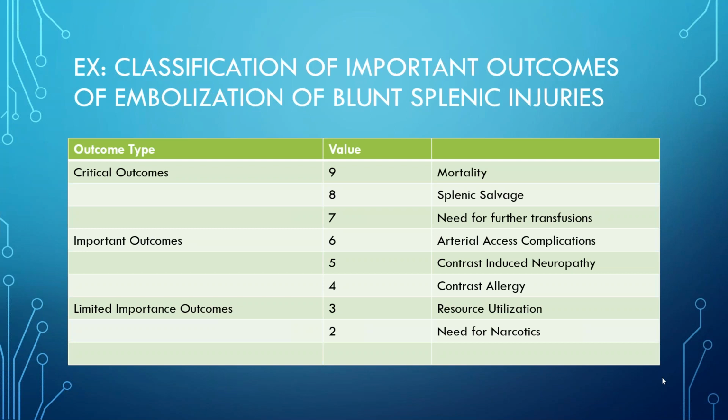Critical outcomes. In this example it was classification of outcomes for embolization of blunt splenic injuries. What are the critical outcomes that we're looking at? You can see down the right-hand column, starting with 9, we don't have a number 1 for this one, but mortality would be a pretty big critical outcome, all the way down to less important things like need for narcotics. But you're looking at every possible outcome involvement that you have there, and then you'll rate those on what you're looking for that is most important.